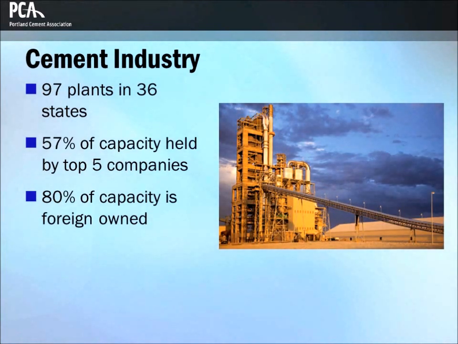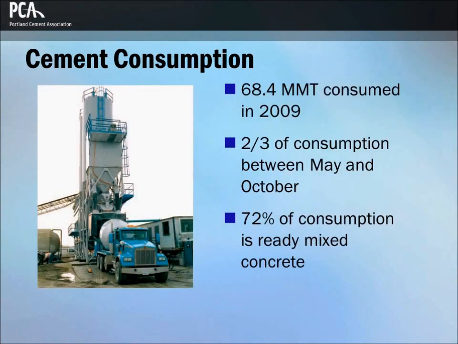Cement production is geographically dispersed, with 97 plants in 36 states. The top 5 companies operate 57% of the clinker capacity. Roughly 80% of the clinker capacity is owned by companies headquartered outside the United States.